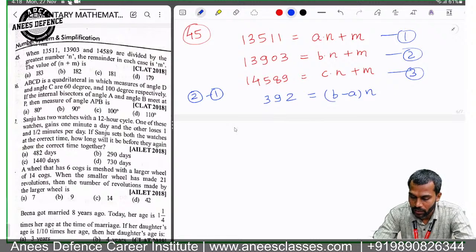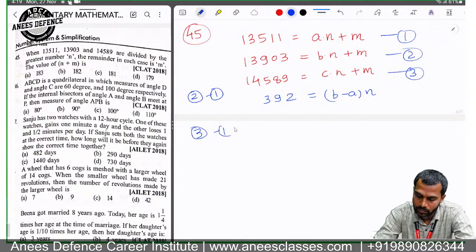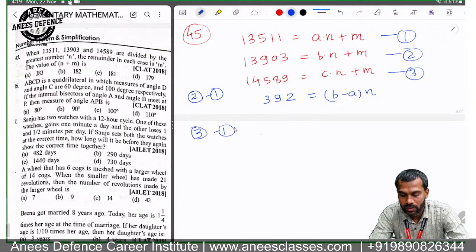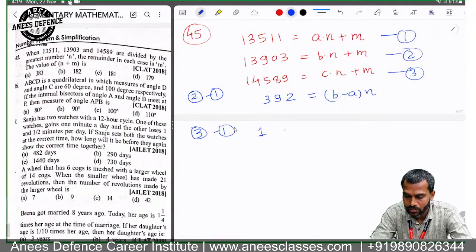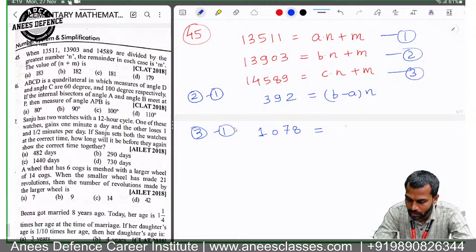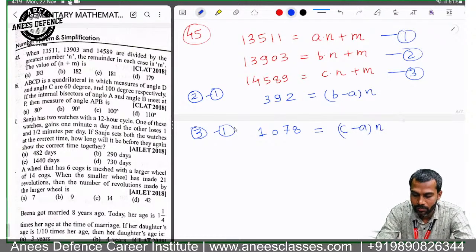Now similarly, if you subtract 1 from 4, 1 from 4, 1 from 3. So what you'll get? 3 minus 1. Now 14,000 minus 13,000, that is 1,000. Yes or no? 1,089 minus 11 is 78, I guess. Yes or no? I'm subtracting 1 from 3. So what you'll get? Tell me. (c minus a) times n, and m will get cancelled. So this is equation 4, 5.